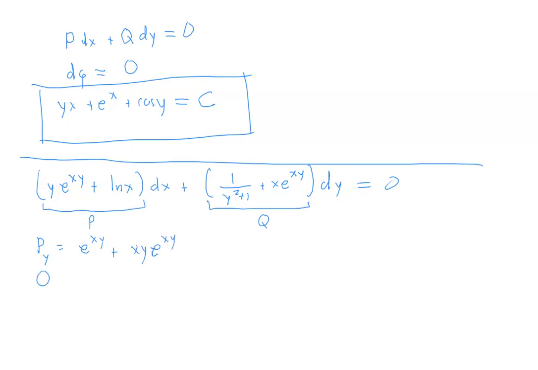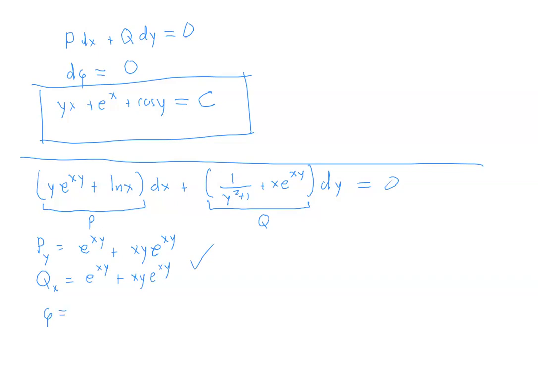And what is the derivative of Q with respect to x? It's going to be e to the xy plus xy e to the xy, right? So that's precisely what it is. So it is an exact equation. And then we try to find the potential for the corresponding vector field.